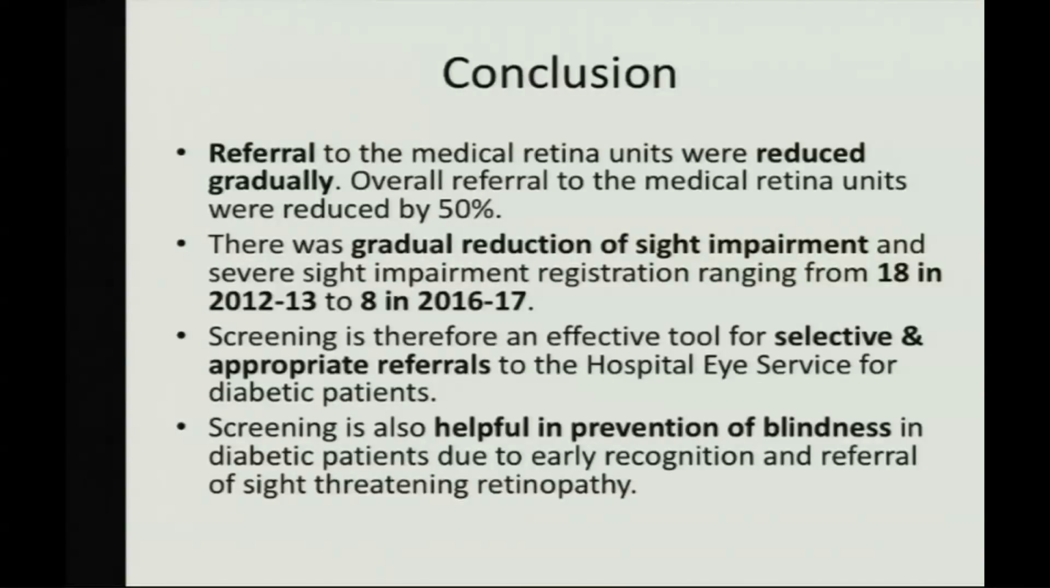To conclude, referrals to the medical retina units were reduced gradually. Overall referral to the medical unit was reduced by 50%. There was a gradual reduction of sight impairment and severe sight impairment registration, ranging from 18 in 12-13 to 8 in 16-17. Screening is therefore an effective tool for selective and appropriate referral to the hospital eye service for diabetic patients. Screening is also helpful in prevention of blindness in diabetic patients due to early recognition and referral of sight-threatening retinopathy. Thank you very much.